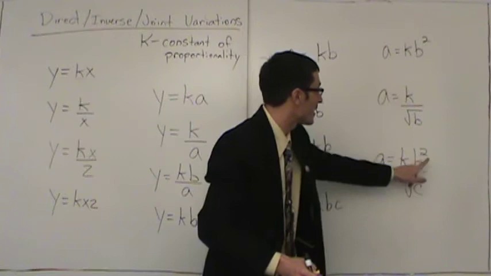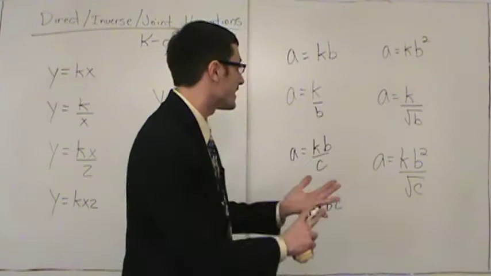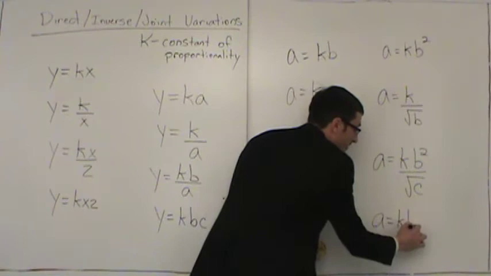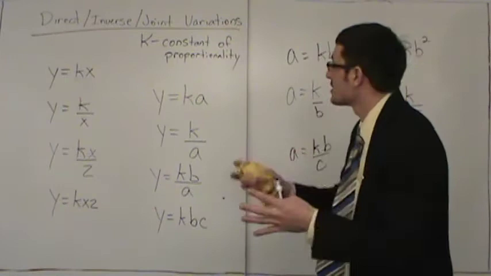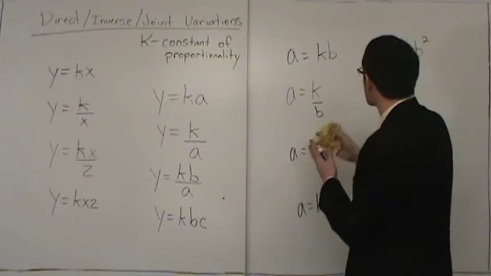Lastly, I want you to write a varies jointly with the square of b and c. A varies jointly, remember one big long line, a varies jointly with the square of b and c. Okay, so square of b means b squared. Okay, so hopefully you're getting a feel for writing these equations. If you didn't understand that, try pausing the video, rewinding, and going through that again. Okay, again, directly means put it on top, inversely means put it in the denominator.